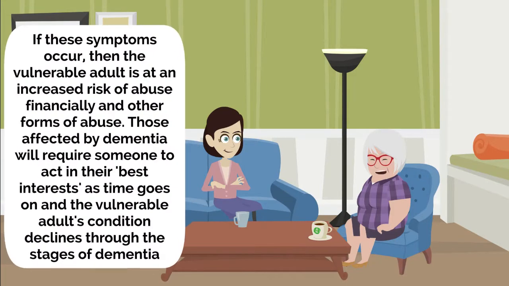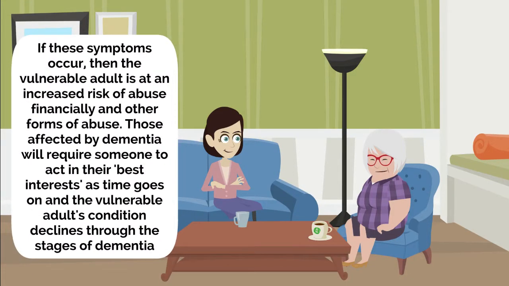If these symptoms occur, then the vulnerable adult is at an increased risk of abuse financially and other forms of abuse. Those affected by dementia will require someone to act in their best interests as time goes on and the vulnerable adult's condition declines through the stages of dementia.